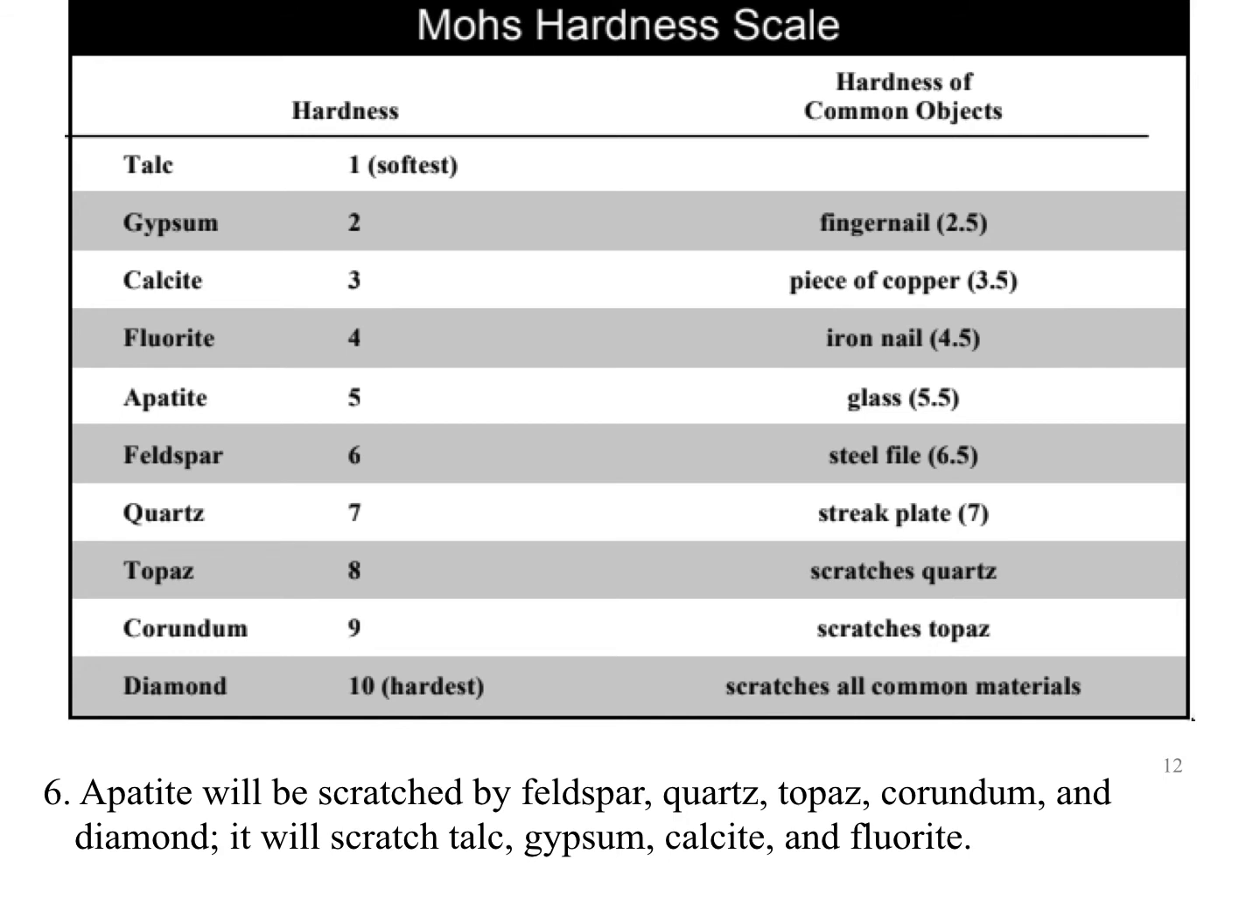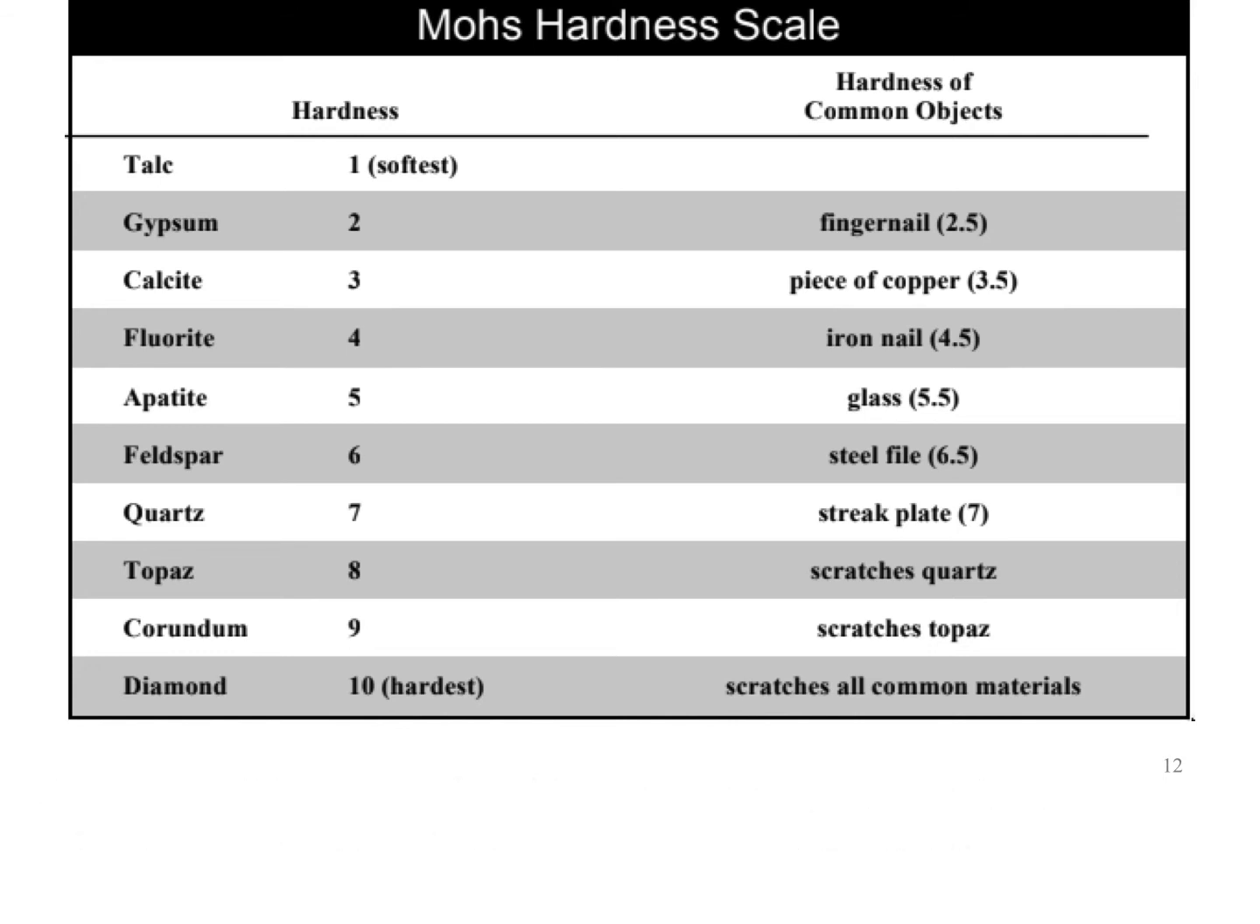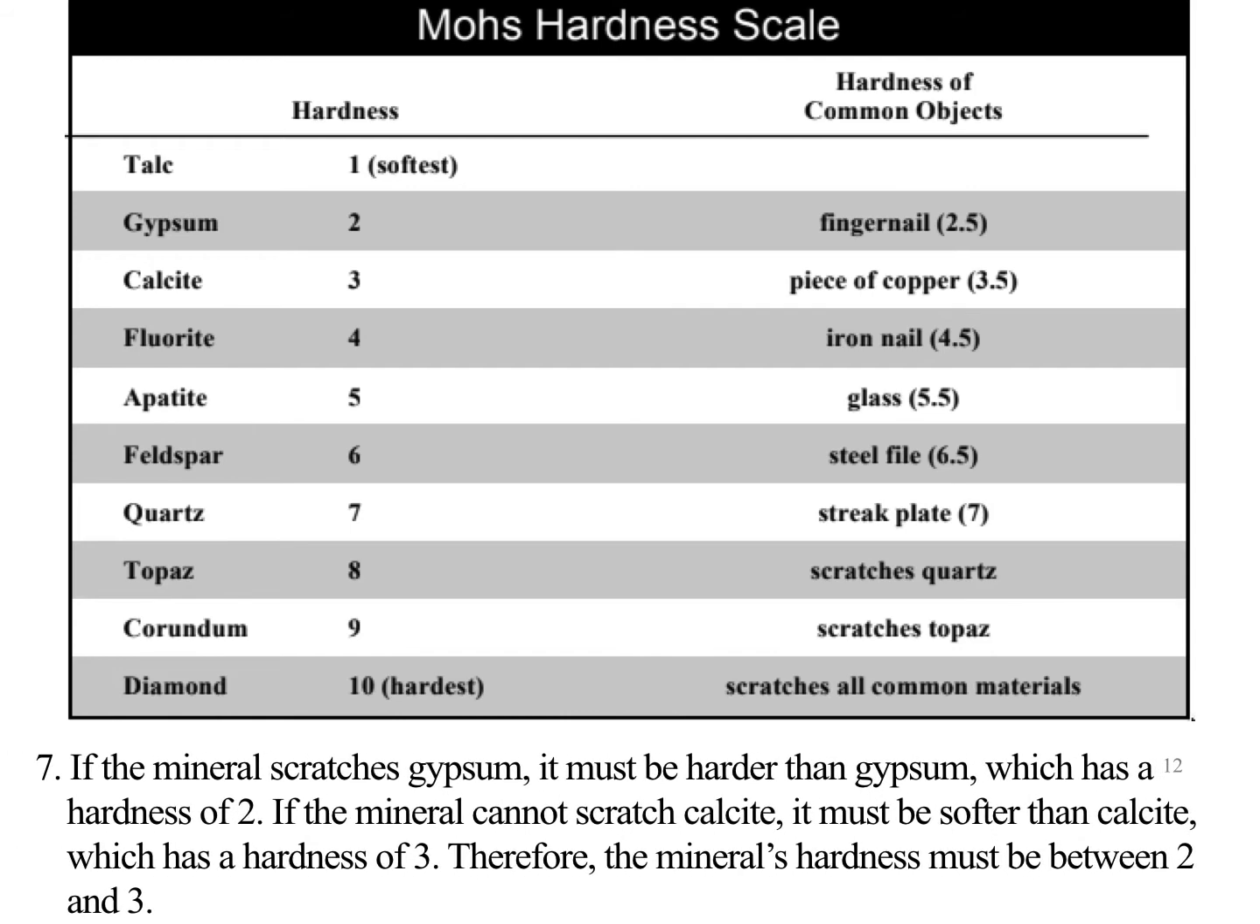And last but not least, number 7, what is the hardness of a mineral that scratches gypsum but cannot scratch calcite? So I look here, gypsum is a 2, calcite is a 3, so it would be somewhere between 2 and 3. So I'm going to say for number 7, the mineral scratches gypsum, so it's harder, which is 2. If it cannot scratch calcite, it's softer than a 3, so it's somewhere between 2 and 3.